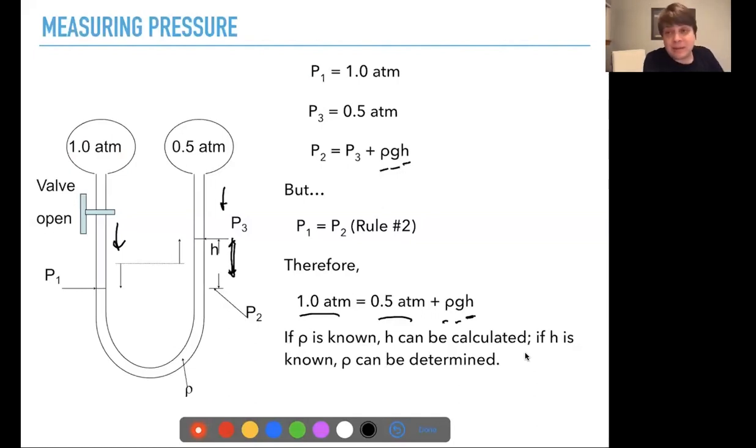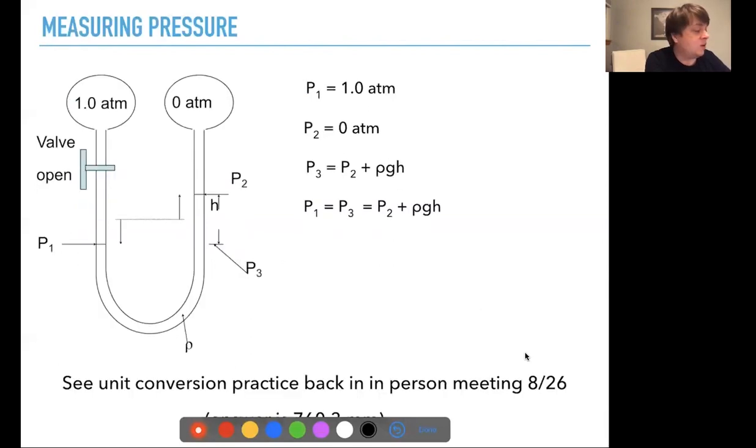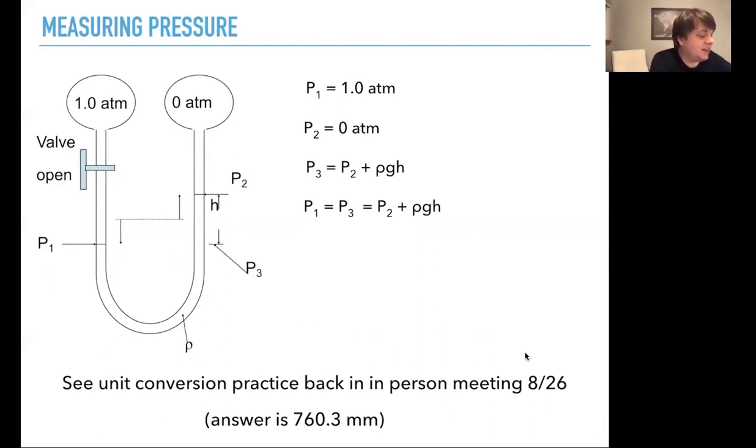So there's a good example. I'm not going to go through an example calculation of this, but if you go back to the in-person discussion segment for the second lecture, I work out how you can use this to calculate the height of a column of mercury. It does end up being exactly 760.3. So for lecture 2, I've posted the notes and I walked through that there.